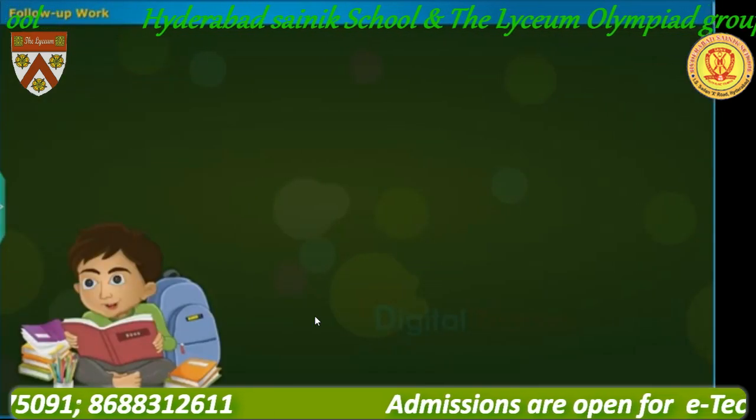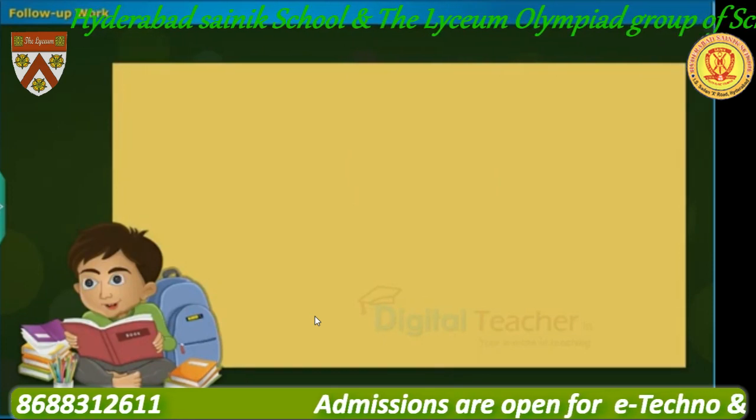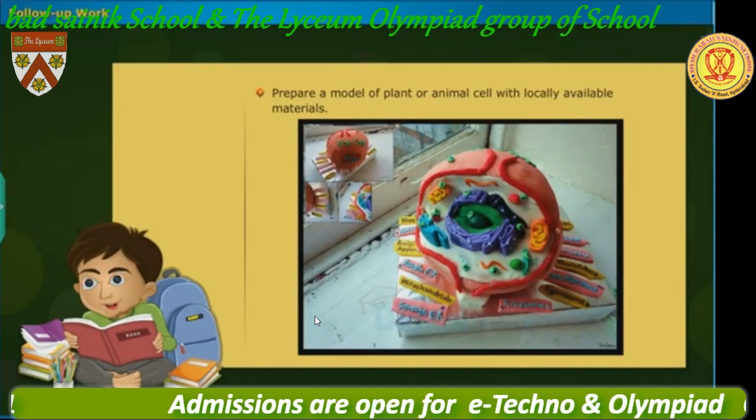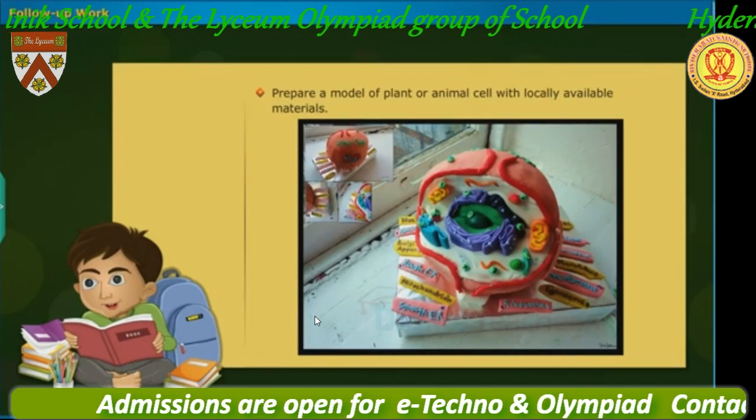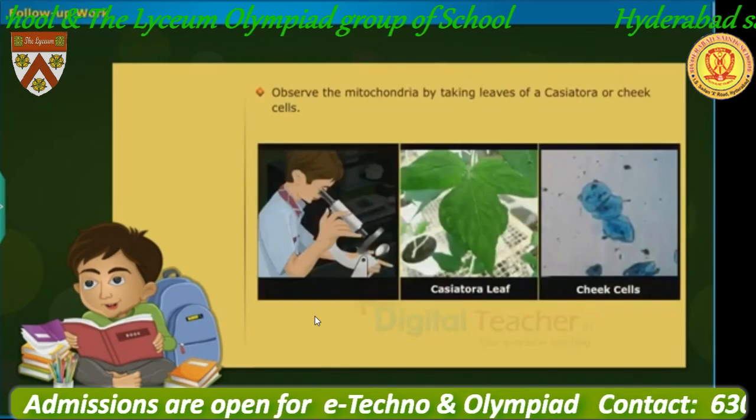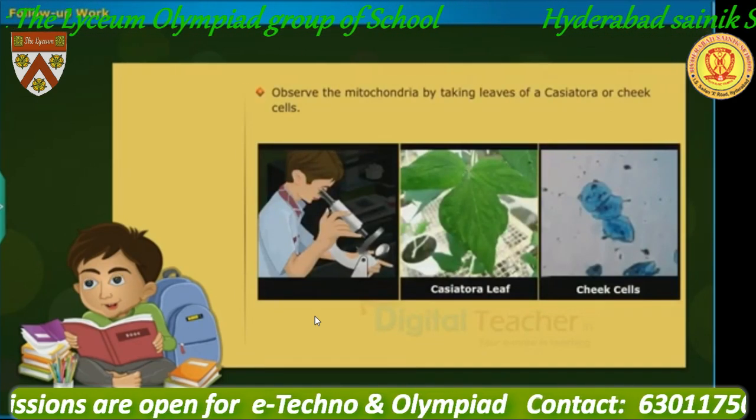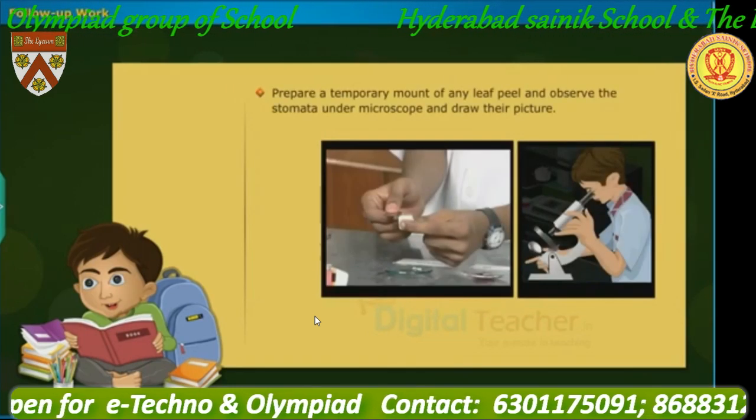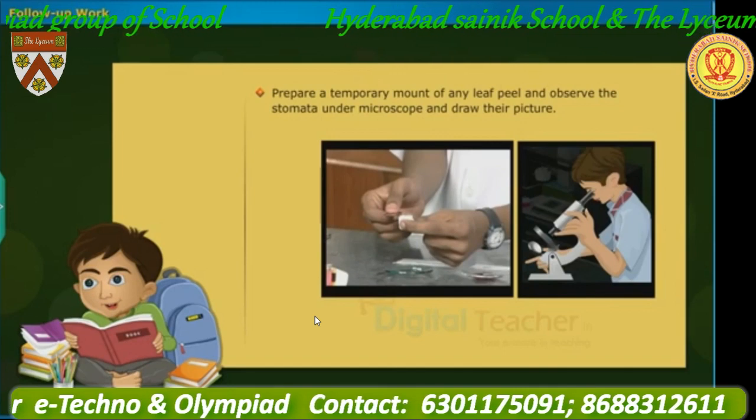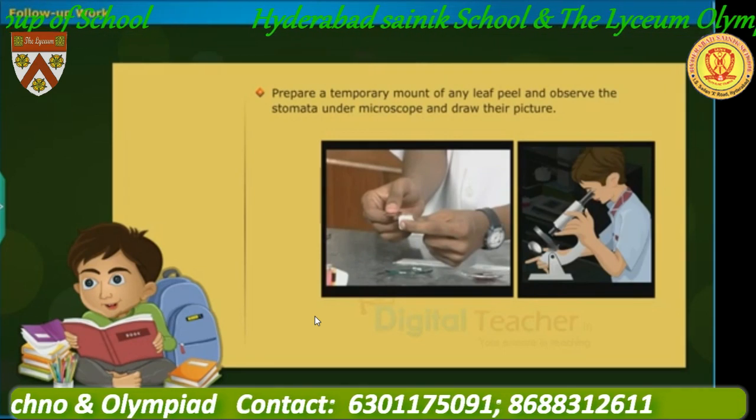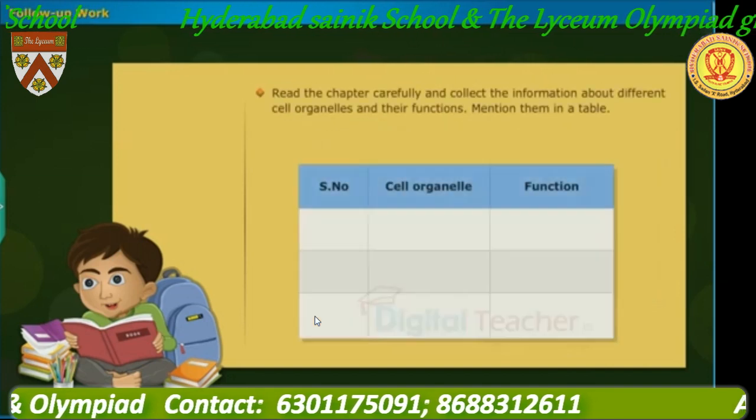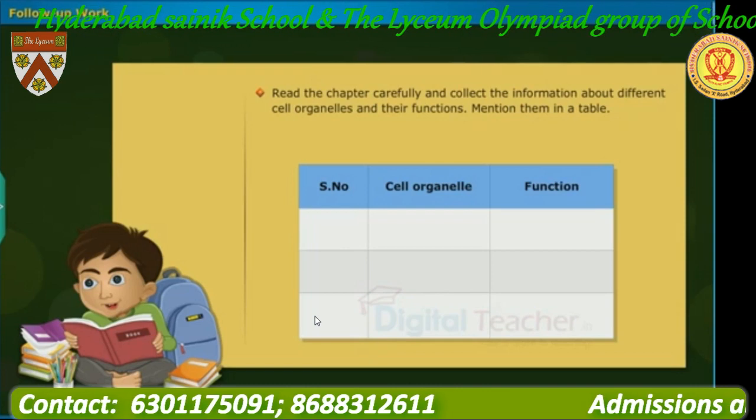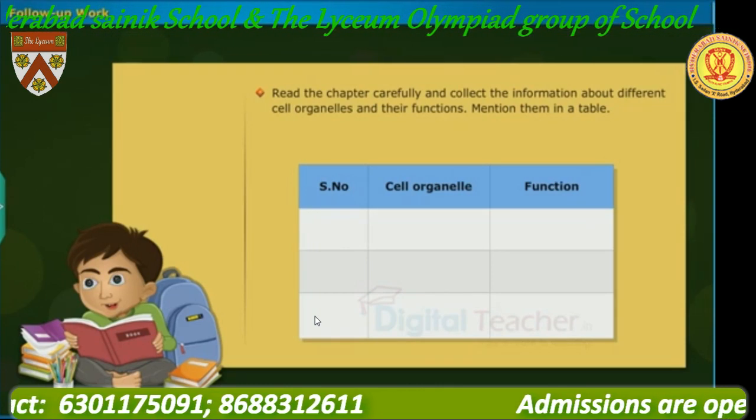Follow-up work. Take up the following activities. Prepare a model of plant or animal cell with locally available materials. Observe the mitochondria by taking leaves of a caseotora or cheek cells. Prepare a temporary mount of any leaf peel and observe the stomata under microscope and draw their picture. Read the chapter carefully and collect the information about different cell organelles and their functions. Mention them in a table.